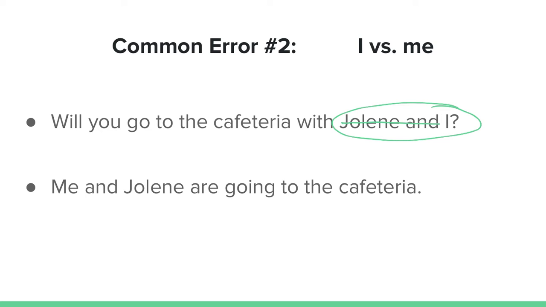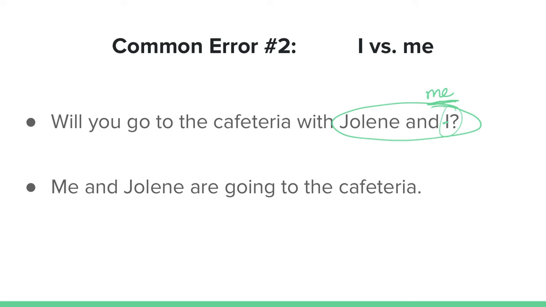Will you go to the cafeteria with I? Nope. That should be me. So the sentence should be, will you go to the cafeteria with Jolene and me? That's correct. A lot of people who think they know what they're talking about will tell you, nope, should be Jolene and I. No, it shouldn't, because this is functioning as an object, so it should be me.